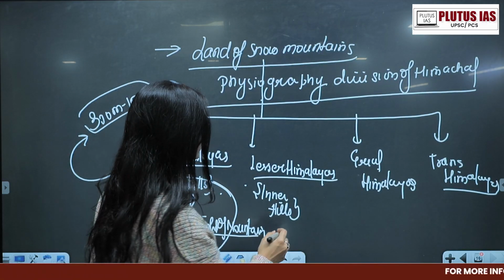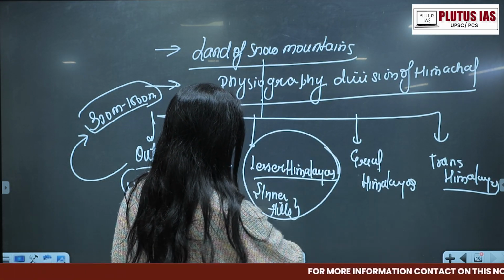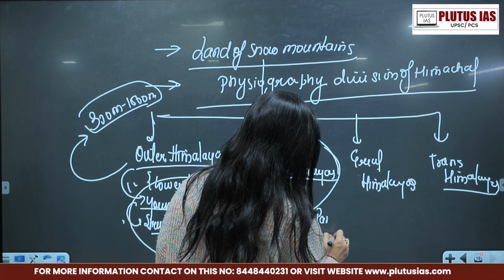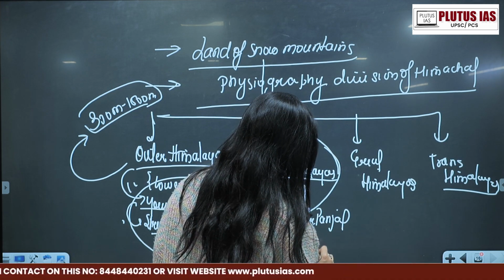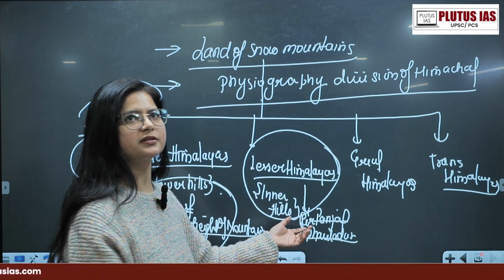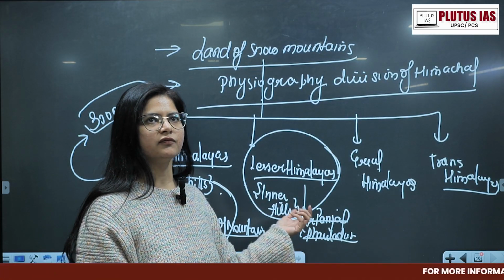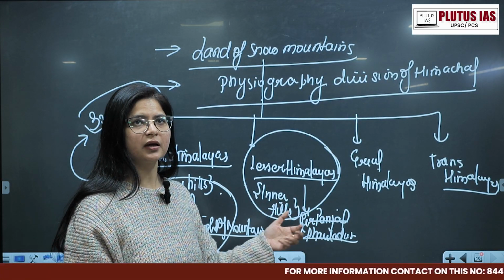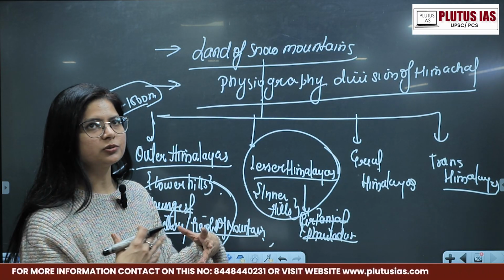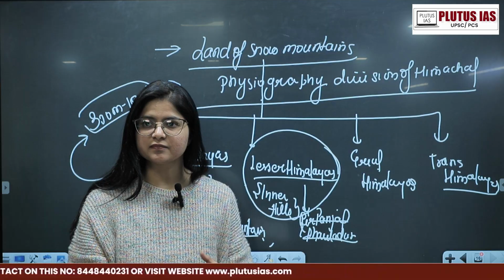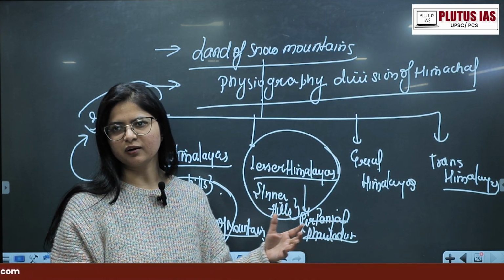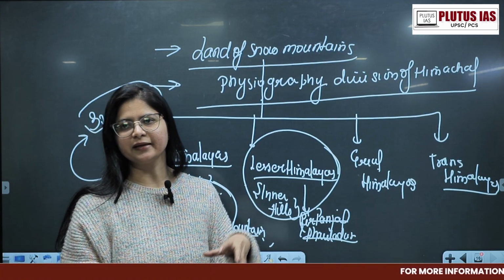Now if I talk about the lesser Himalayas, these are also called the inner hills. Here you have two very prominent ranges, Pir Panjal and Dhauladhar range. Very prominent tourist places are present in the Pir Panjal and Dhauladhar range. For example, Mussoorie, Shimla, Dharamshala, all of these are present in the lesser Himalayas. With respect to the tourist places, a direct question can come in the prelims asking in which range a particular tourist place lies.